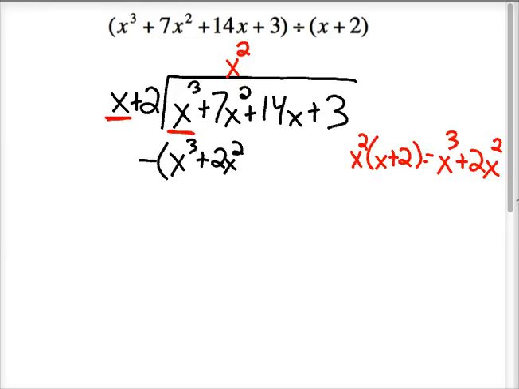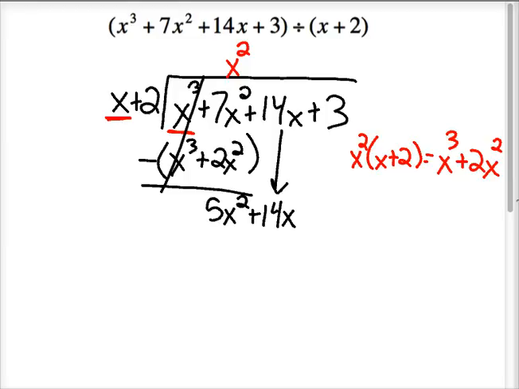And again, as always, I subtract it off. Well, that got rid of what I needed it to. 7x squared minus 2x squared, 7 minus 2, that leaves me 5 of them. And of course, I want to pull down my next term.